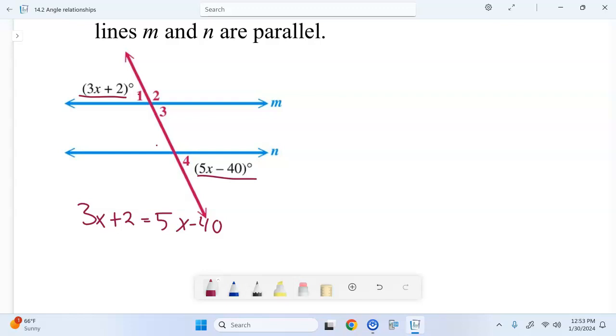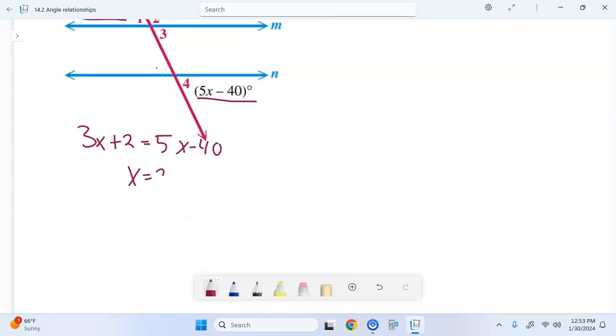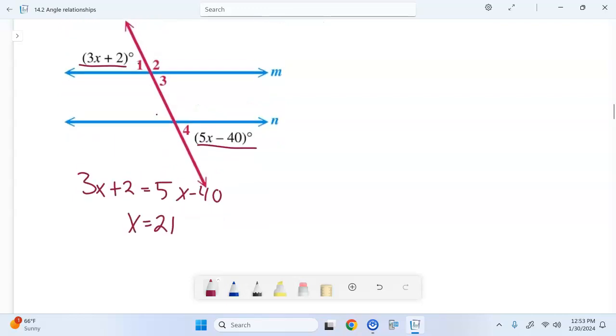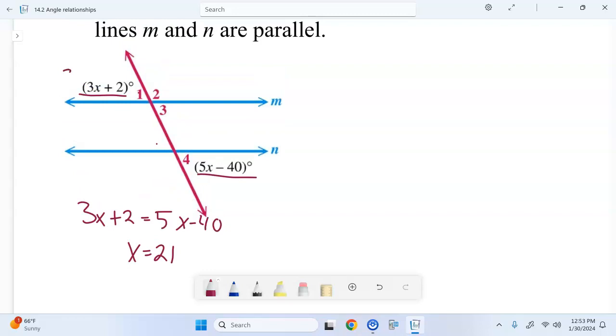X equals 21. So what's the measure of angle 1? 65. How'd you get 65? We solved for x, substituted back in to find the measure of the angle. So 3 times 21 plus 2 gives me 65. Now with that information, what other angle or angles have to be 65 degrees? 4, because they're congruent. So that also has to be 65.